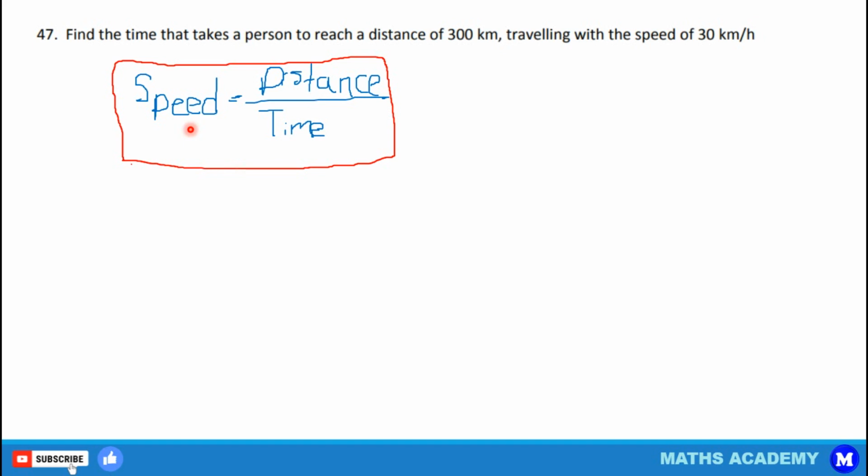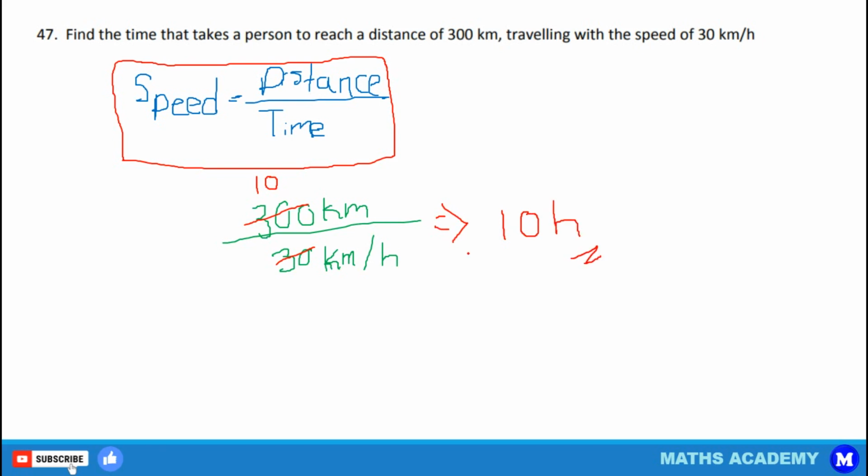So speed is 30 km per hour. Distance is 300. Now you can substitute these terms with the values, and then you can subject the time, and once you subject that, time will be equal to distance divided by speed. So the time taken for this person to reach a distance of 300 kilometers will be 10 hours. So I hope you understood it. With that, let's move on to the next slide.